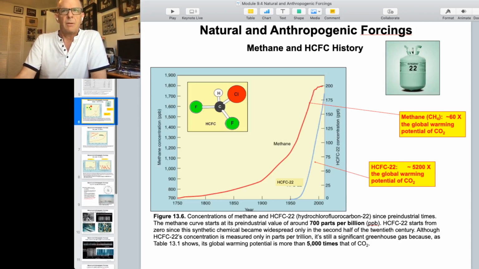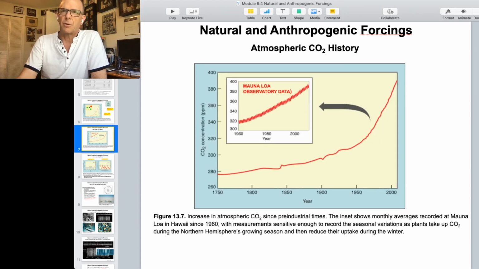So this shows the history of the abundance of methane and one of the chlorofluorocarbon molecules, which has been used in air conditioning and refrigeration over the course of the past couple of hundred years. And you can see a dramatic increase in the abundance of those molecules over time.